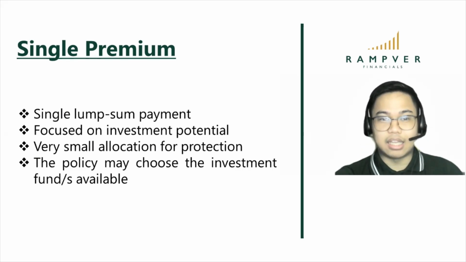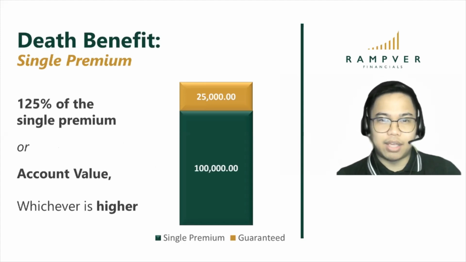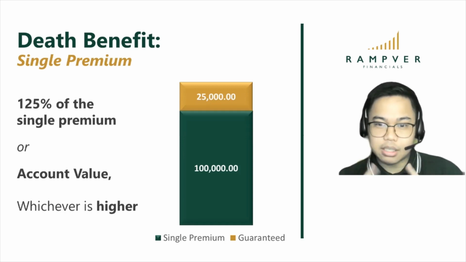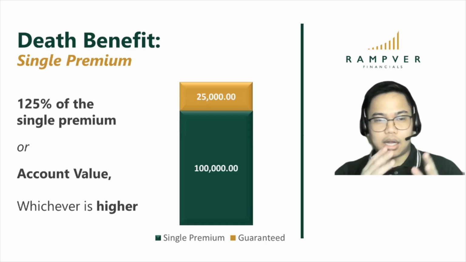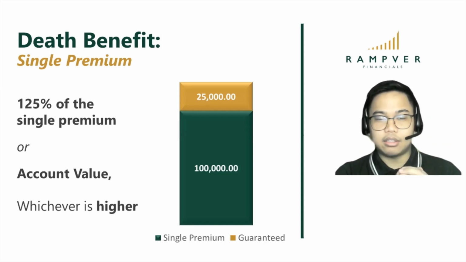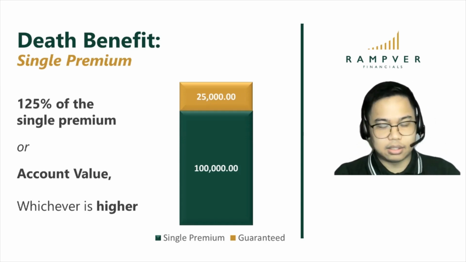So now, let's talk about what, or how, the death benefit of a single premium VUL works. As you can see here, the minimum guaranteed death benefit of an insured is 125% of the single premium. Okay, so to simplify, if you put in 100,000 and the insured passes away, it is guaranteed that 125,000 will go back to the family members, because the additional 25K is the 25% of 100,000.